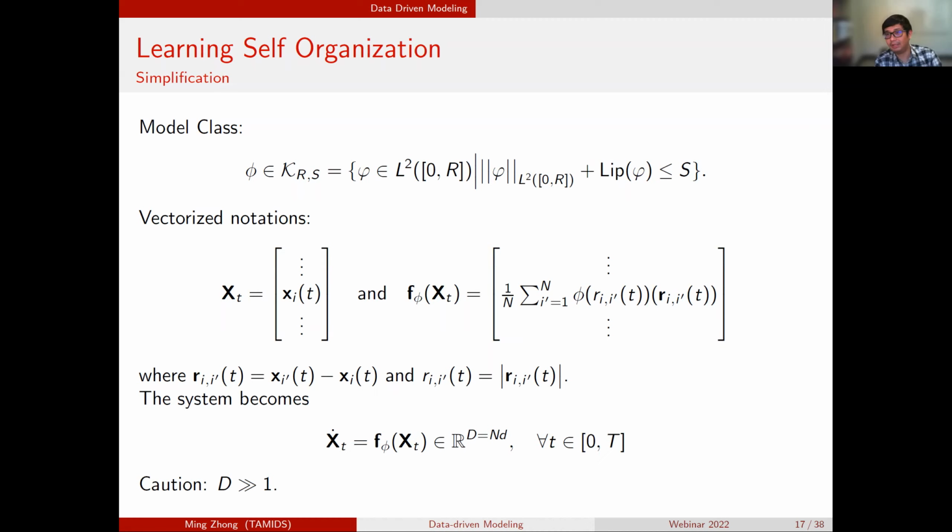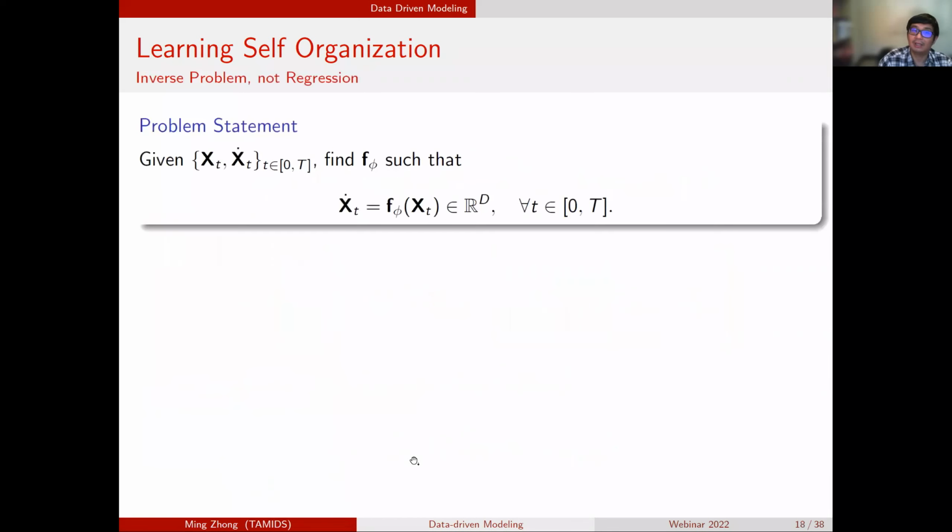So my problem setting is that I'm given x and x dot, and I want to learn the function that explains the relation between them. Basically I can restate the problem as: given the observation of big S and big S dot, can I find a right-hand side function to explain the relationship between the two? It looks awfully similar to a regression problem. However, the regression approach is not applicable here because we do not have data independence. I have time series data, so I cannot just simply apply regression.